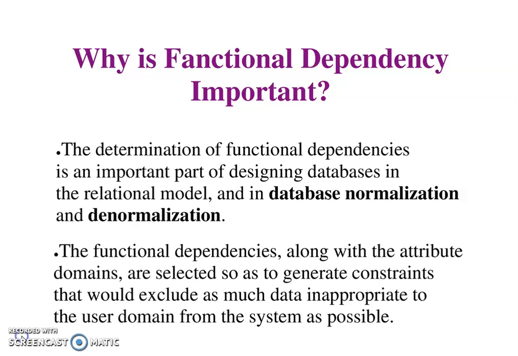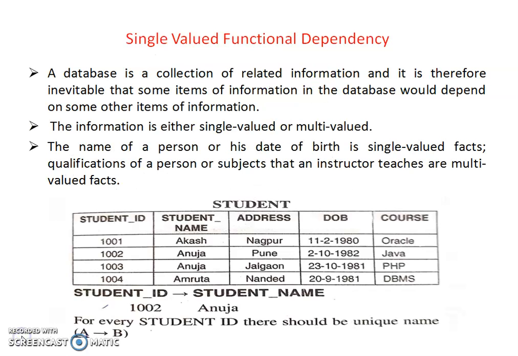Now there are various types of functional dependencies: single value functional dependency, multi-value functional dependency, fully functional dependency, partial functional dependency, transitive functional dependency, non-trivial functional dependency and trivial functional dependency. Now we will discuss them one by one. First one is single value functional dependency.